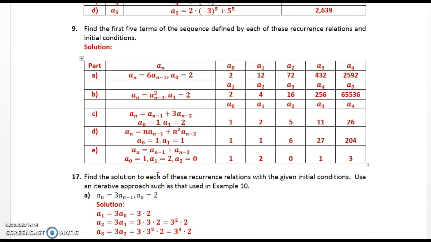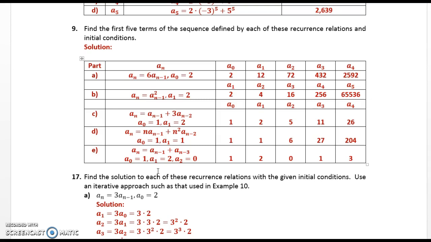Exercise 9. Find the first 5 terms of the sequence defined by each of these recurrence relations and initial conditions. Part A, a sub n is equal to 6 a sub n minus 1, where a sub 0 is equal to 2. a sub 0 is 2, a sub 1 is 12, a sub 2 is 72, a sub 3 is 432, and a sub 4 is 2592.